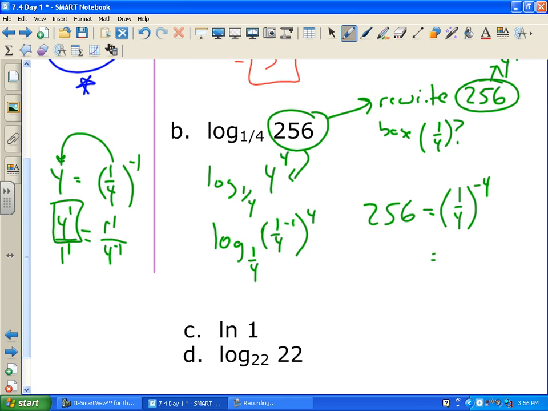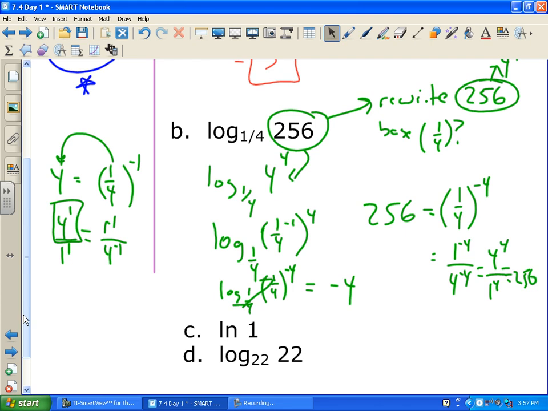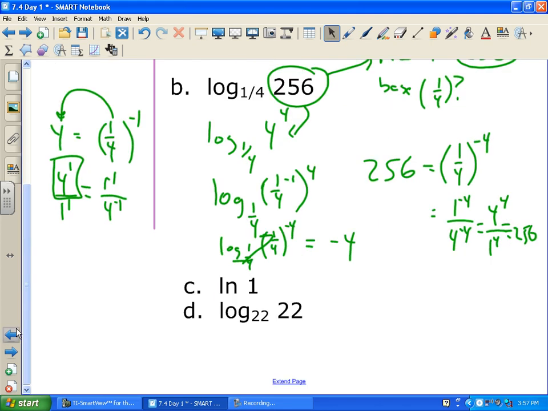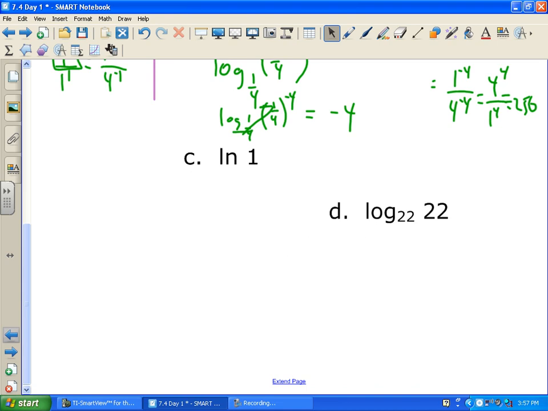Let's look down the right-hand side. You should realize that 1/4 to the negative 4 is 1 to the negative 4 over 4 to the negative 4, which is 4 to the 4th over 1 to the 4th, which is 256. So that's how we've solved it. I've matched my bases up. I have log base 1/4 of 1/4 to the negative 4. I now can use my identity, and the answer here is negative 4. Whew. Good news. C and D are easier.